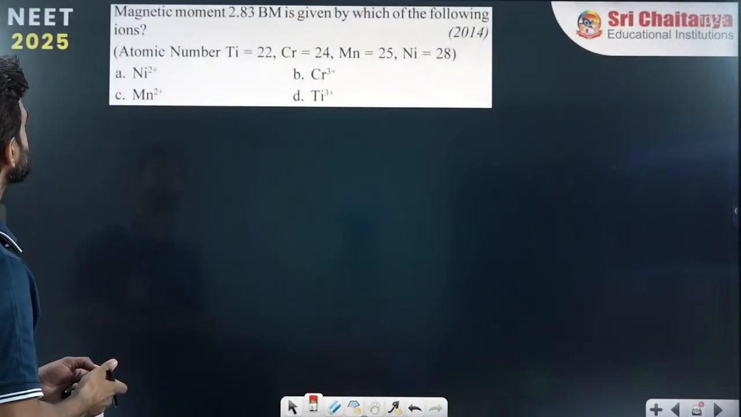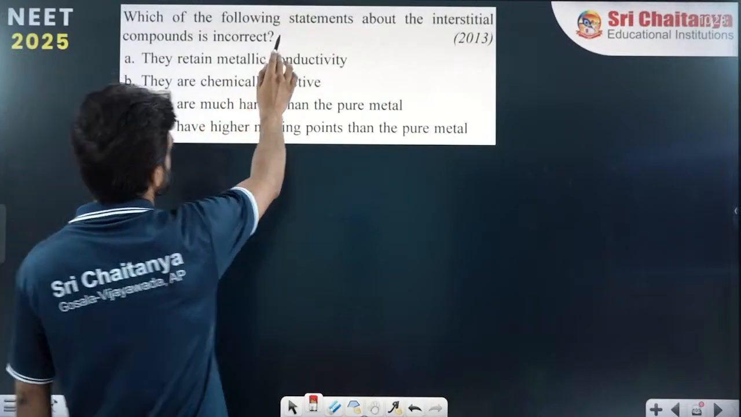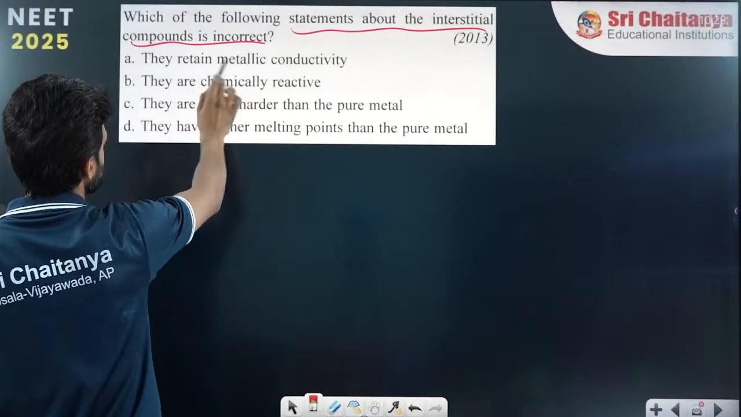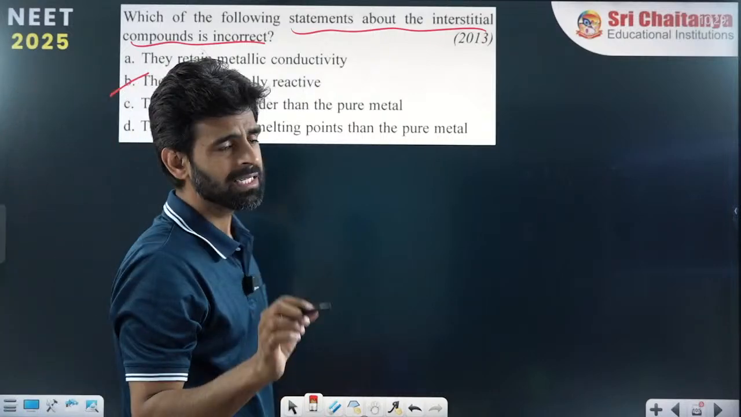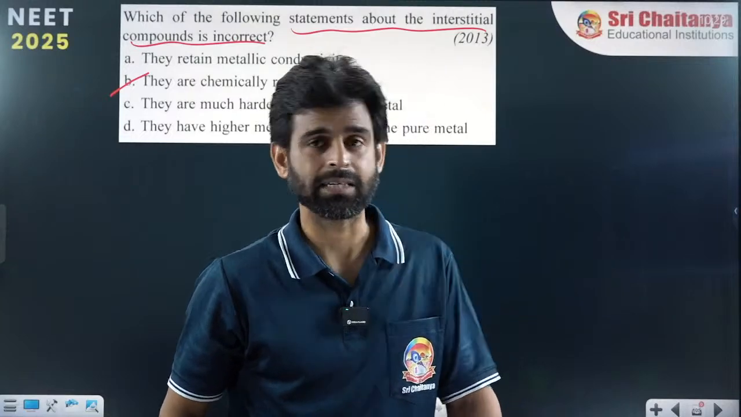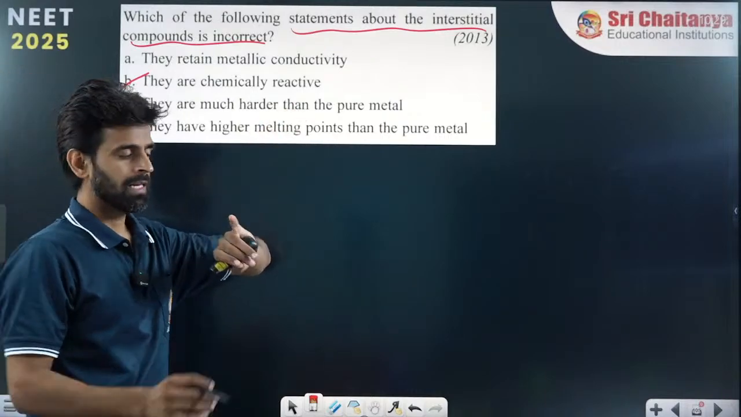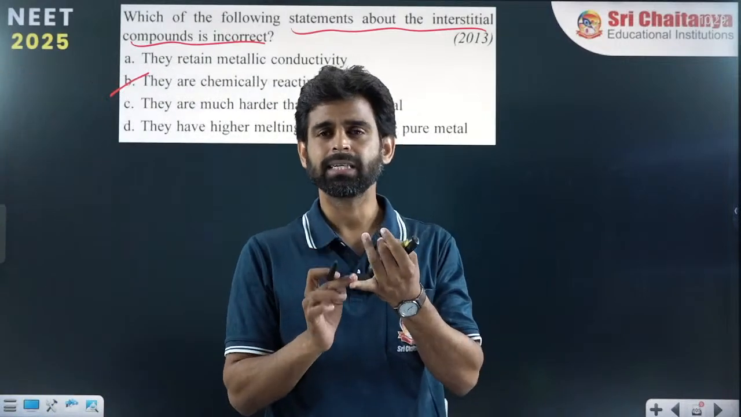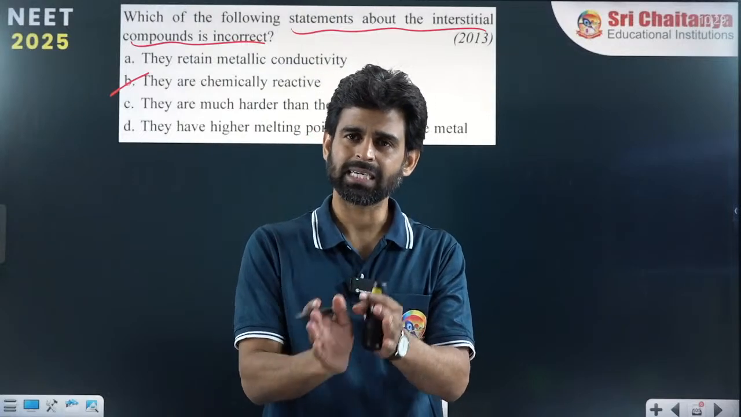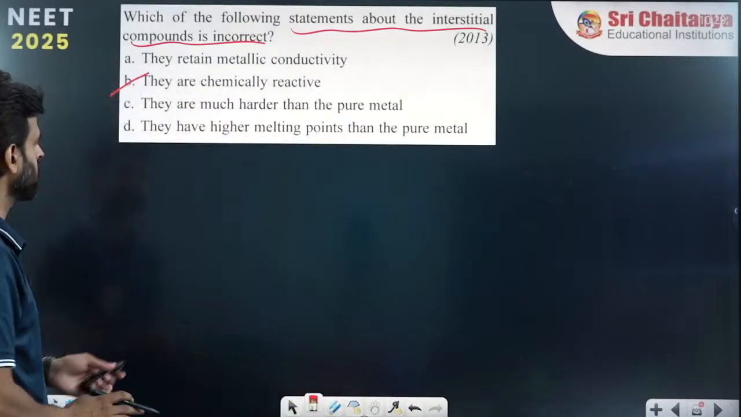Okay, easy question again. Which among the following statements about interstitial compounds is incorrect? Interstitial compounds are very much inert in nature or very less reactive. But what they are writing here is that they are chemically reactive. This is wrong. Interstitial compounds are inert, very hard, with very high melting point, but they retain conductivity similar to the metals only. So they are inert, not very much reactive. That's why this is wrong.